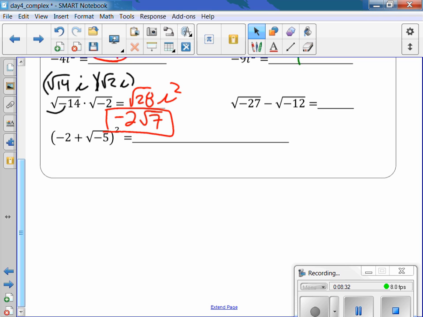Negative square root of negative 27 minus negative square root of negative 12. Jonathan? I think on the i, so you've got square root of 27i minus square root of 12i. Okay. Can I just do it with any radicals when I'm adding or subtracting? They have to be alike. So right now, 12 and 27 have nothing to do with them. So what else can I do?